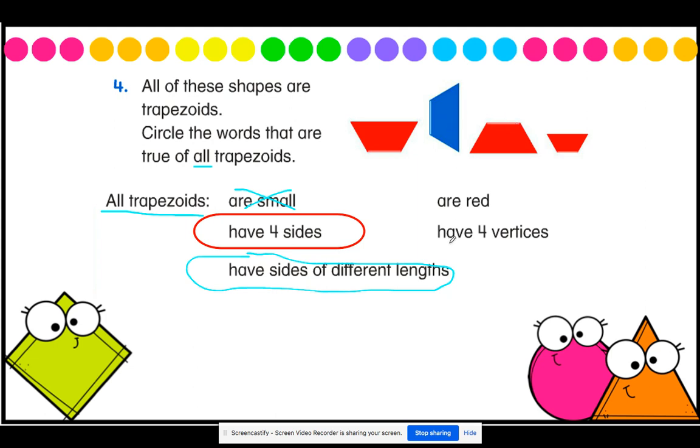And this last clue here, have four vertices. So it comes together in 4 points. Let's check and count. Count with me. 1, 2, 3, 4. That one is good. The next one, 1, 2, 3, 4. That one is good. The next one, 1, 2, 3, 4. Also has 4 vertices. And the last, 1, 2, 3, 4. So do all trapezoids have 4 vertices? Yes, they do. And we already circled our last one, that they all have sides of different lengths. So this one had 3 clues.